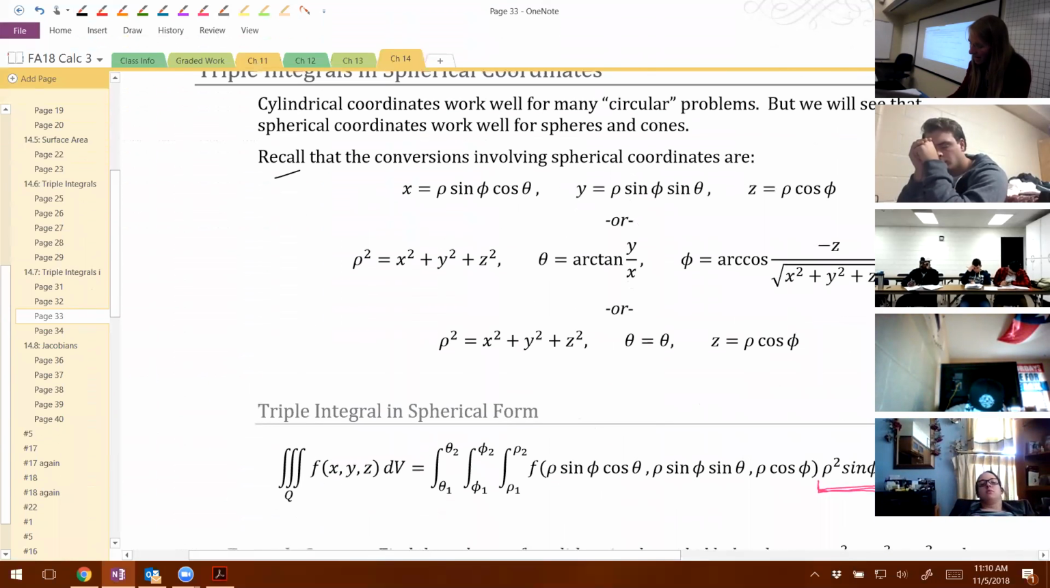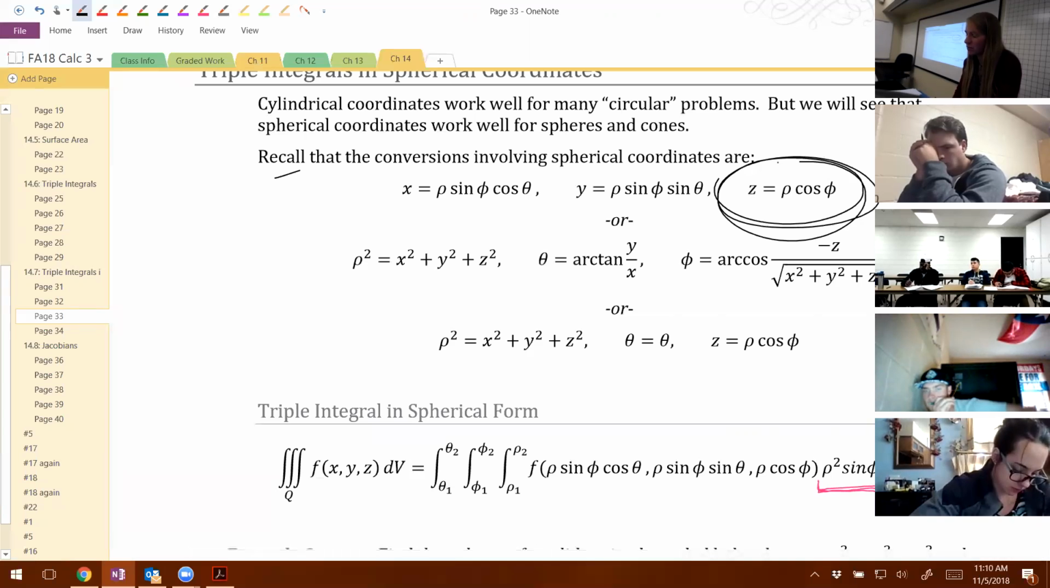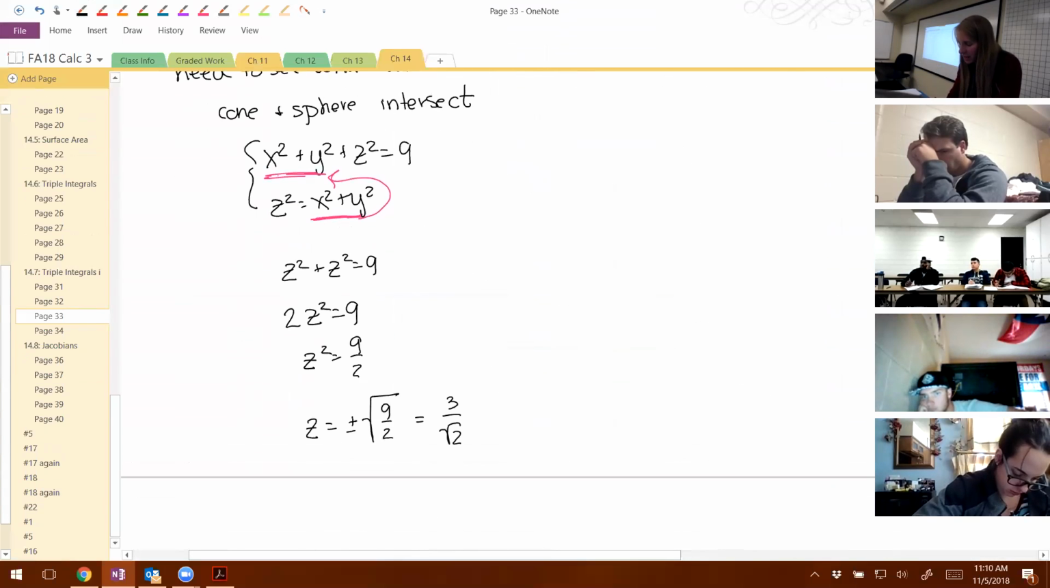But if we go back to this piece over here, we know that z equals this, and that's going to tell you what phi is, so we're going to use that. We know what z has to be. We already know that rho has to be 3 at this point, that's where those things are intersecting. So with a little bit of substitution, we can go back and find phi.